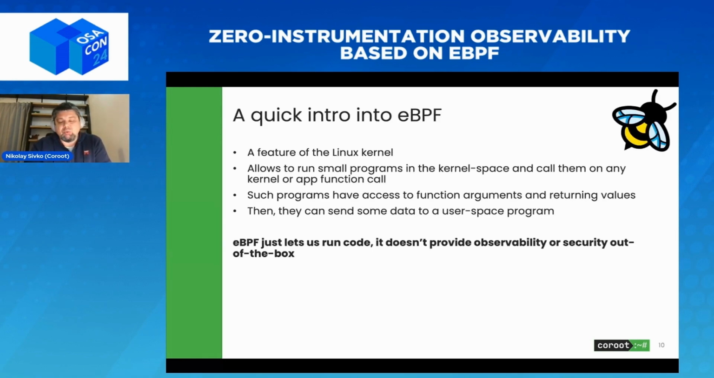And let's talk more about eBPF. eBPF is a feature of the Linux kernel. It allows you to run a small program in the kernel space, and you can ask the kernel to call your function when some event happens in the kernel or in the user space. For example, you can ask the kernel to run this program when some application is trying to establish a new TCP connection.